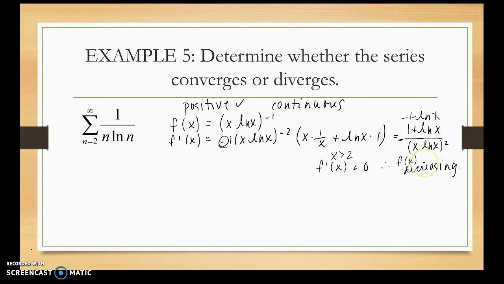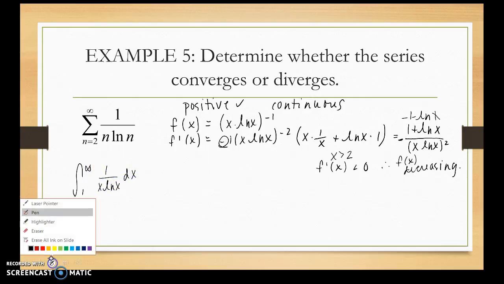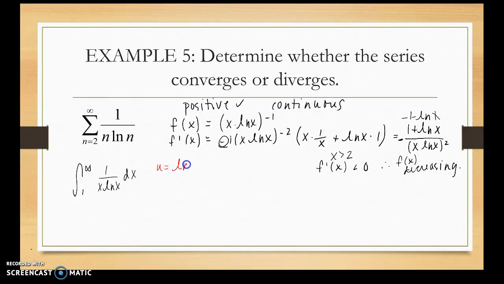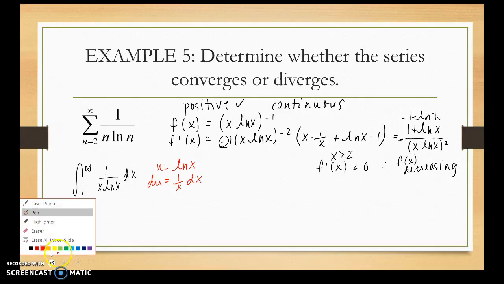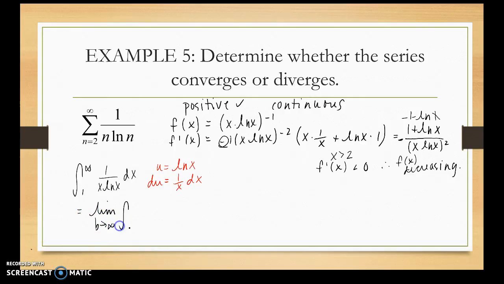Okay, so I can use the integral test. To set up the integral test, the integral from 2 to infinity of 1 over x ln of x. Let's make u the natural log of x. So du is 1 over x dx. So this would become the limit as b approaches infinity of the integral of 1 over u du. The antiderivative of 1 over u is the natural log. So I have the limit as b approaches infinity of the natural log of u.